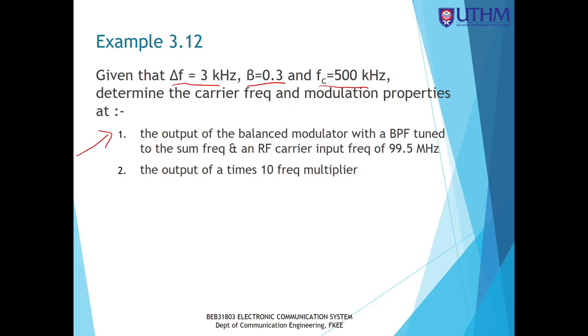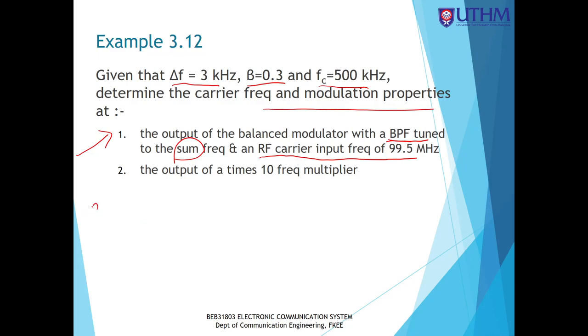Okay, so the first question, find the output of the balanced modulator with a bandpass filter tuned to the sum frequency, and the RF carrier input frequency is 99.5 megahertz. Okay, that means we want to find all the modulation properties parameters.